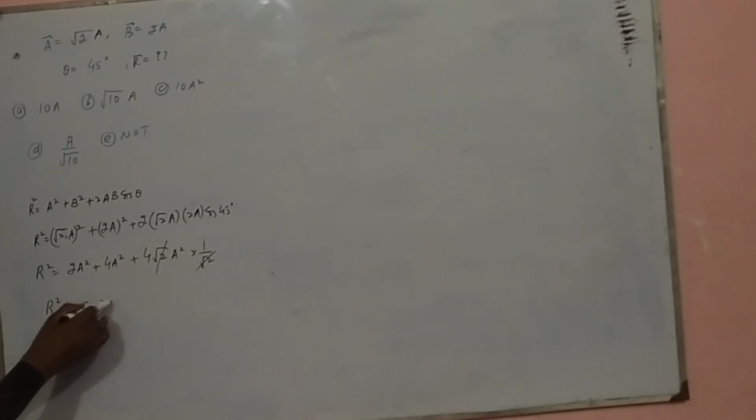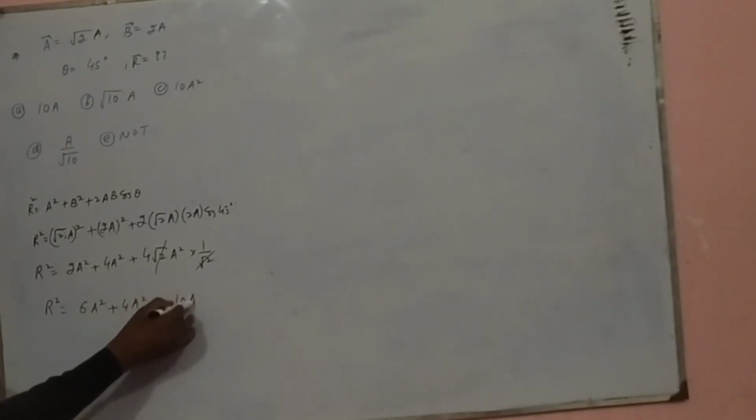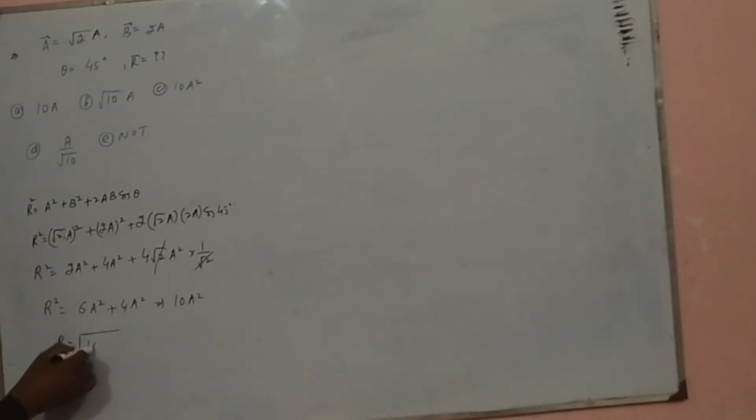R square will be equal to 6a square plus 4a square. So we get 10a square, and by removing the square, R will be equal to under root 10 times a. So the correct answer is B.